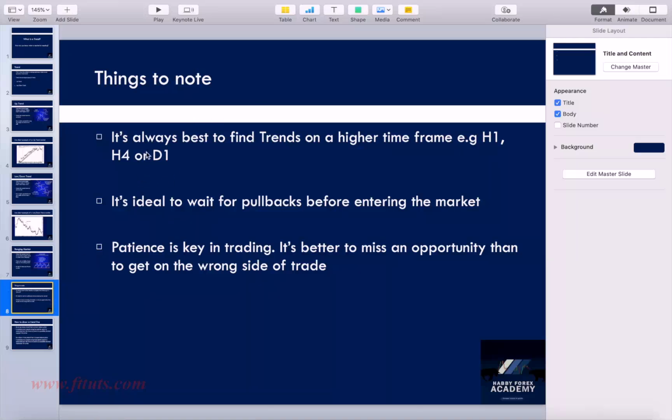Now, things to know: it is always best to find trends on a higher time frame, like the 1 hour, 4 hour, or daily time frame. That's where you recognize the good trends. It is ideal to wait for pullbacks before entering the market. Patience is the key in trading.